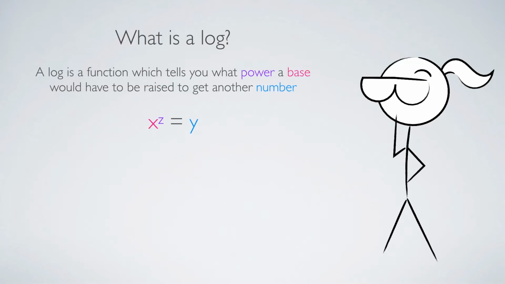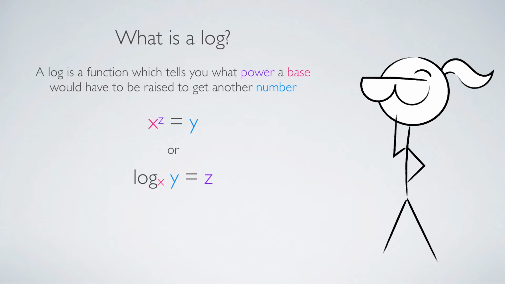So, what is a log? Essentially, a log is a function which tells you what power a base would have to be raised to get another number. That perhaps doesn't make the most sense, but here I have x, my base, and I've raised it to my power z, and I'm saying that is equal to another number y. And so what my log is doing is telling me what this number z would be, or in this case, the log to the base x of y is equal to z.